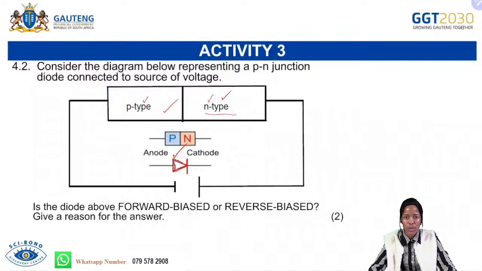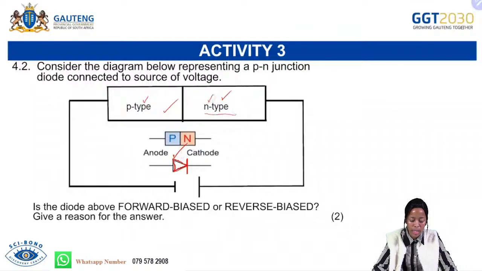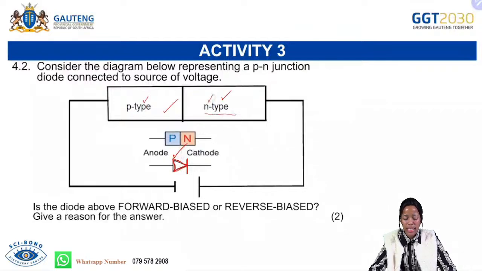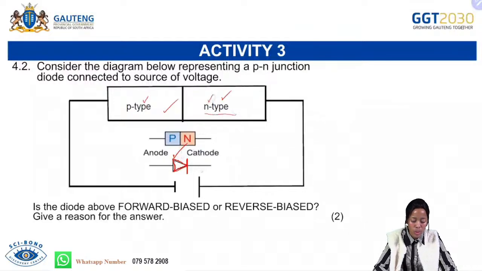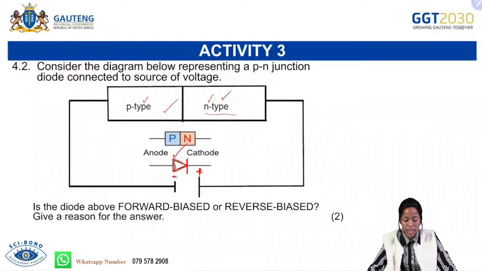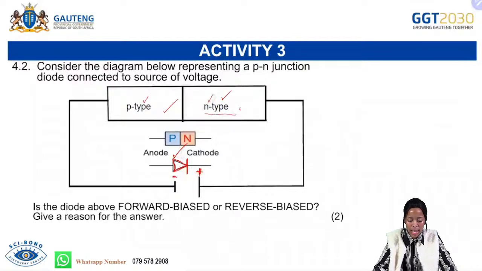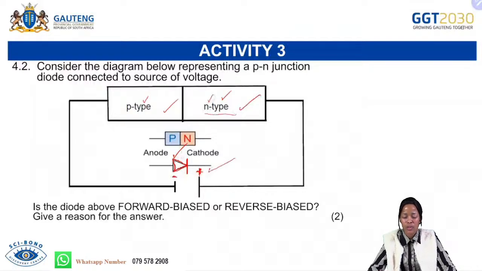And then you will also see that you have a shorter line and a longer line. So what is the connection now? The longer line, we said, is the positive terminal, and the shorter line, we said, is the negative terminal of the cell. Then what are you going to look at? You are going to look at the connections. You will see that the n-type is connected to the positive terminal of the cell.